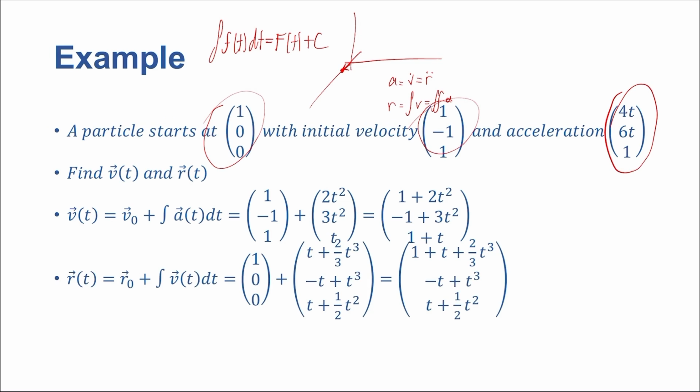Now if I want to find position, then I do the same thing. I take the initial position plus the integral of velocity, which is 1, 0, 0, plus t plus 2/3 t cubed, integrating, then minus t cubed plus t cubed, and then t plus 1/2 t squared. I apply addition properties, I get 1 plus t plus 2/3 t cubed, negative t plus t cubed, t plus 1/2 t squared. And that is my position function.